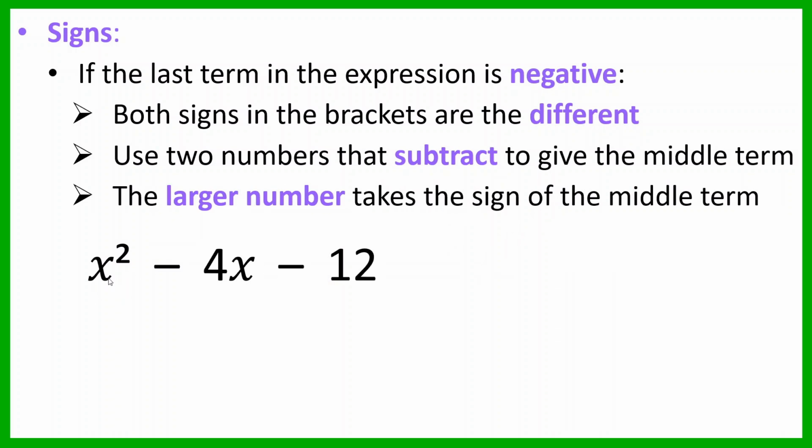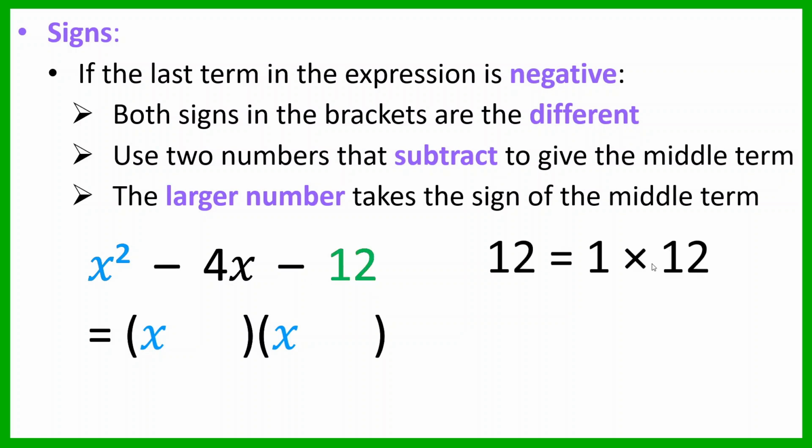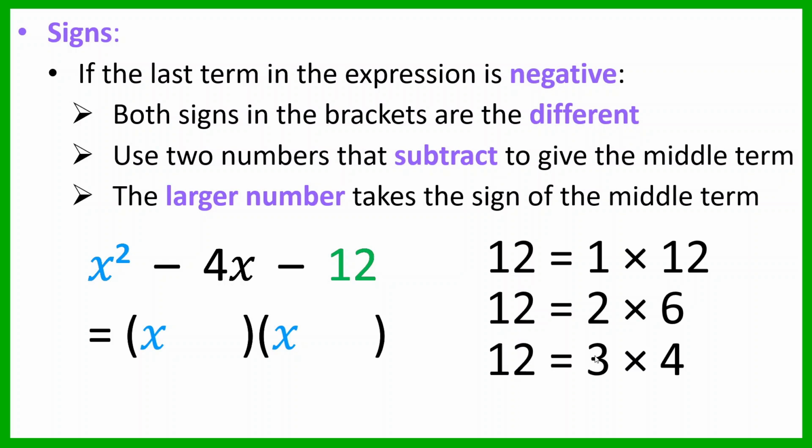So here I've got x squared minus 4x minus 12. Once again, I start off by putting down my two sets of brackets, and I take the square root of the first term, and that goes in as the first term in each bracket, because that's a factor pair that will multiply together to give x squared. Then I'm going to look at my factor pairs for 12 again. So I've got my options, 1 times 12, 2 times 6, and 3 times 4.